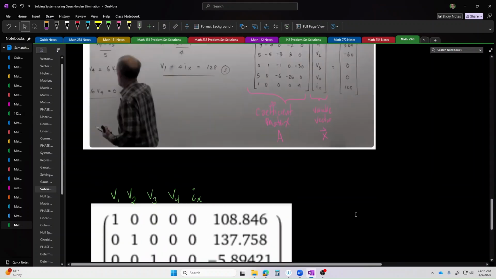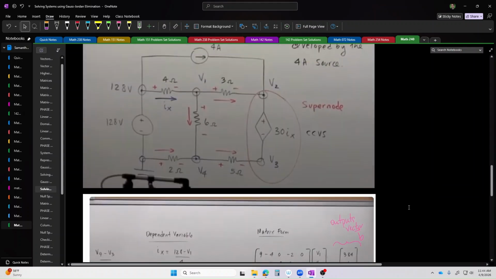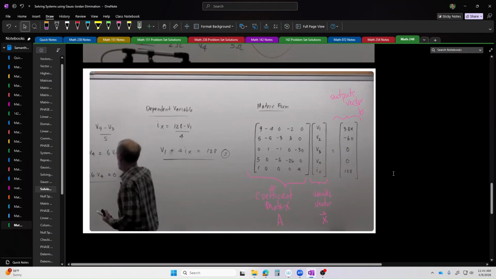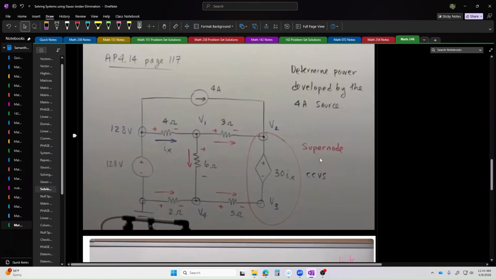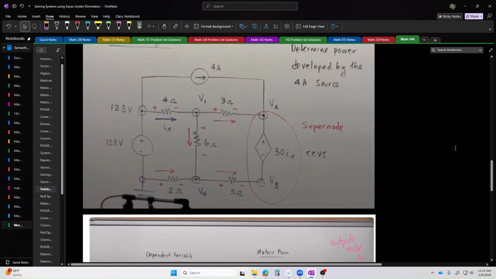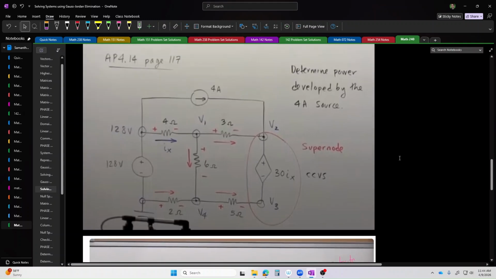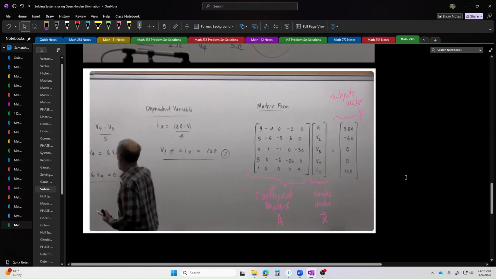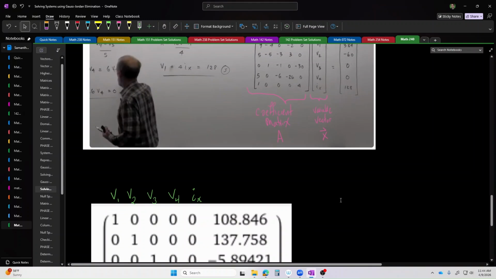So this would be the solution to the system of equations that has been obtained by applying Kirchhoff's current law and Kirchhoff's voltage law to this particular circuit. And so this is a very common application of systems of equations as solved using linear algebra techniques in a STEM class such as electrical engineering circuits.